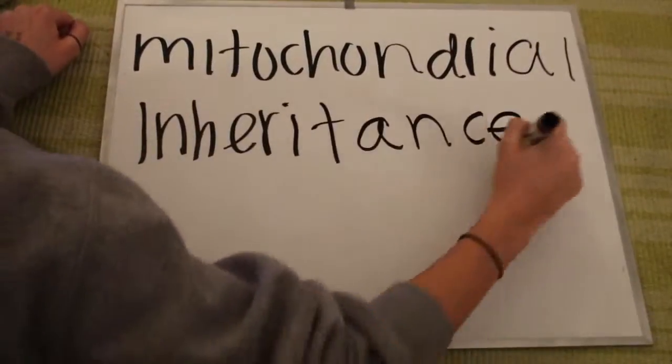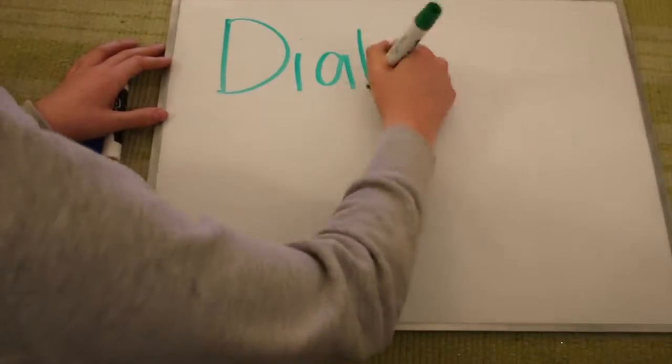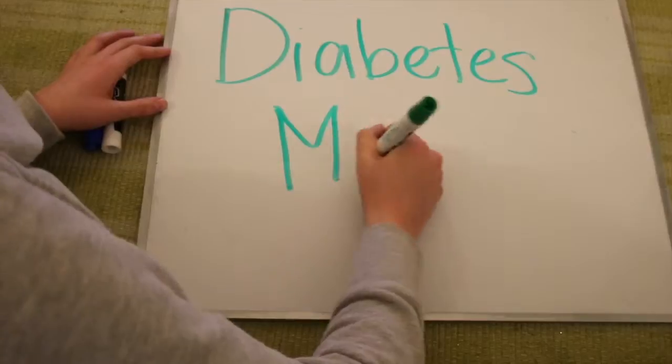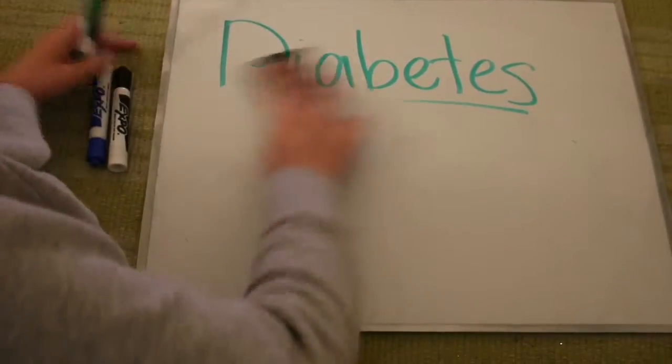Now we'll look at mitochondrial inheritance. Diabetes mellitus is a form of mitochondrial inheritance that results in too much sugar in the blood and can put the individual at risk for convulsions or a coma.